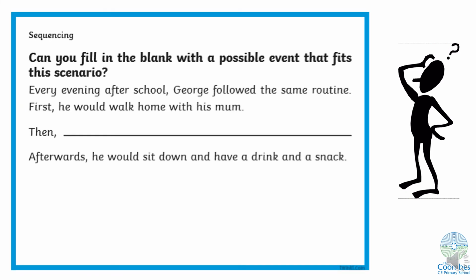And I'd like you to have a go at this next. Can you fill in the blank with a possible event that fits this scenario? I'll read it to you. Every evening after school, George followed the same routine. First, he would walk home with his mum. Then, and there's a blank for you to fill in, afterwards he would sit down and have a drink and a snack. And you can see some of those time conjunctions creeping in there to help us pin these events in time and help us to know what order they come in. Have a little think about that. What could fit in that space? Pause the video while you have a think.